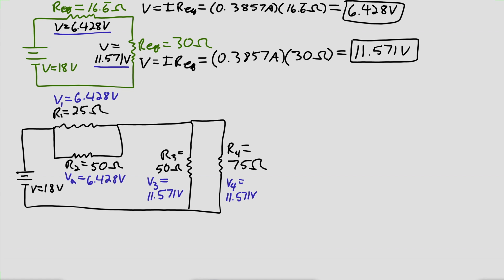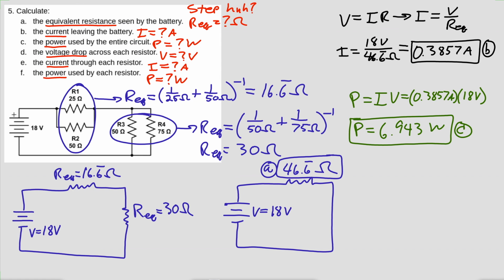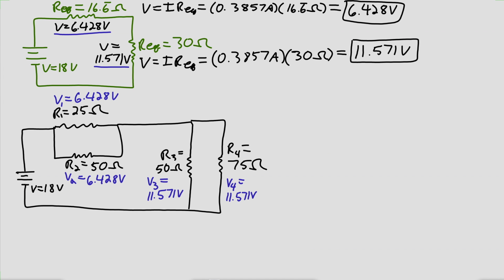So that's a lot of the other things I want to figure out. Remember, what am I trying to figure out? The voltage drop across each resistor, also the current through each resistor, and the power used by each resistor. So we're going to take those ideas. We'll start with R1.